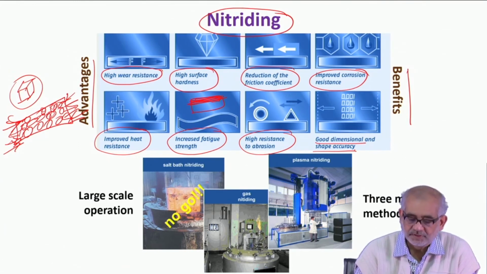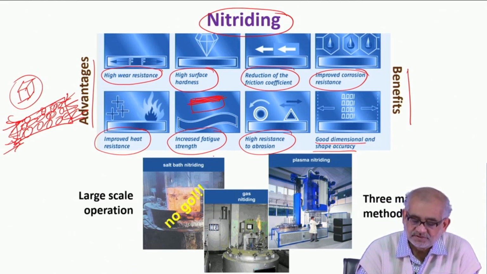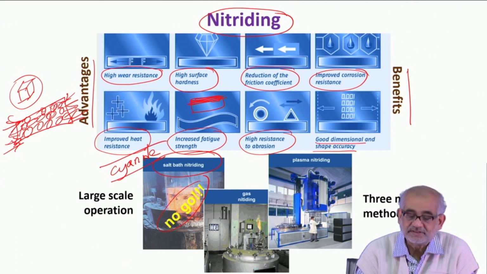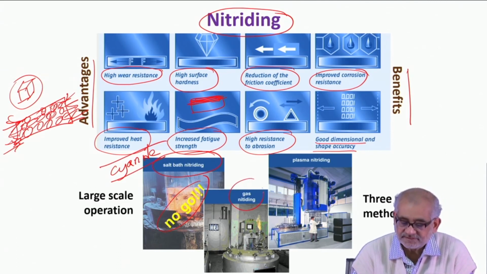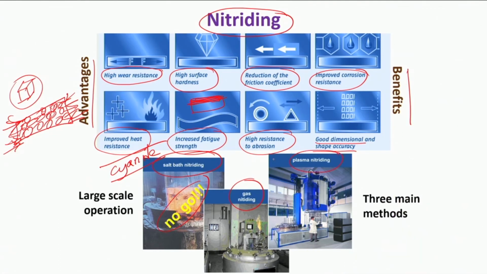So nitriding can be achieved through one of these three approaches: salt bath nitriding, but this is kind of a no-go. It's because they deal with the cyanide bath. So because of the need to deal with cyanide, salt bath nitriding is generally avoided. Gas nitriding is very popular, and even more popular and effective is plasma nitriding. So obviously today we are discussing gas nitriding, and we'll soon discuss also plasma nitriding. So these are the three methods of large-scale nitriding operations.